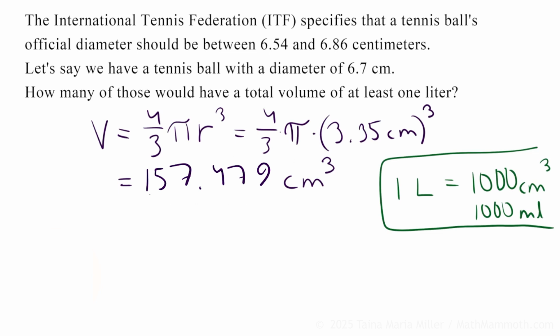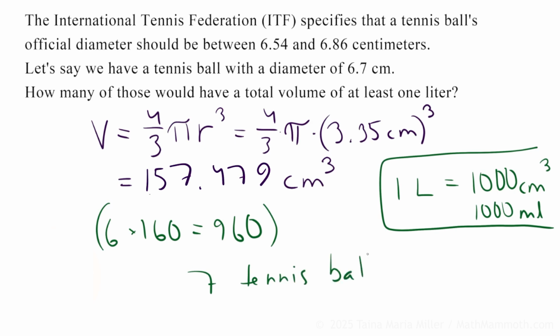So, how many of these would make a liter? If I round this to 160, I can estimate. 6 times 160 is 960. So that already tells me that 6 tennis balls is not enough, right? Therefore the answer is 7. 7 tennis balls will be more than 1 liter.